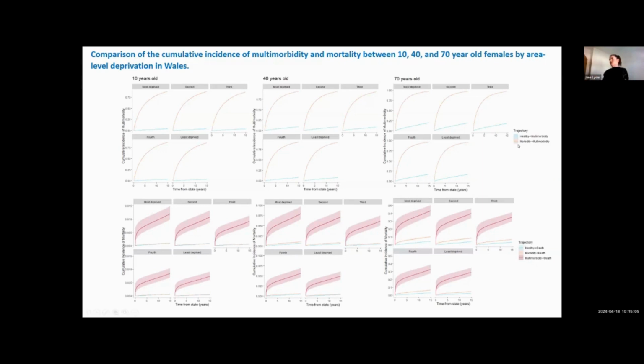And these are the different trajectories. So you can see this is morbidity to multimorbidity and healthy to multimorbidity here. And then these are our 3 transitions and trajectories. So healthy to death, you expect less than morbidity to death, and then obviously multimorbidity to death there.